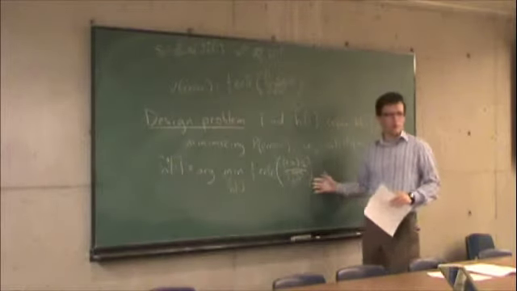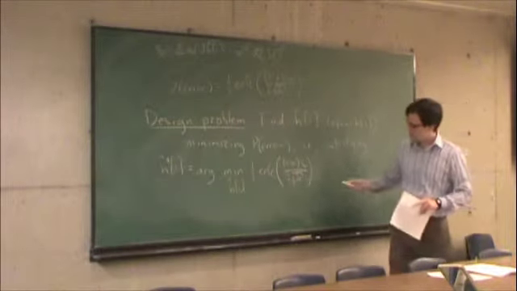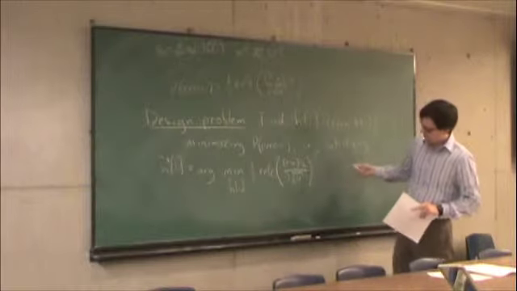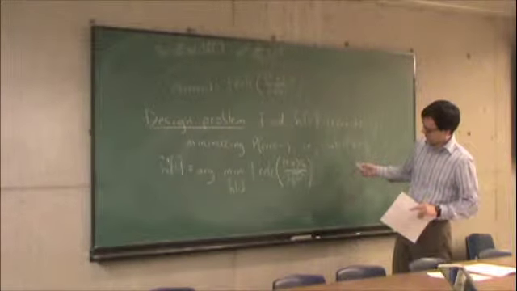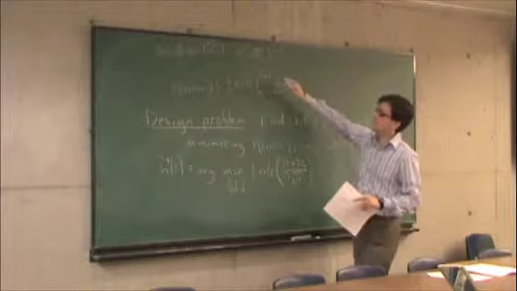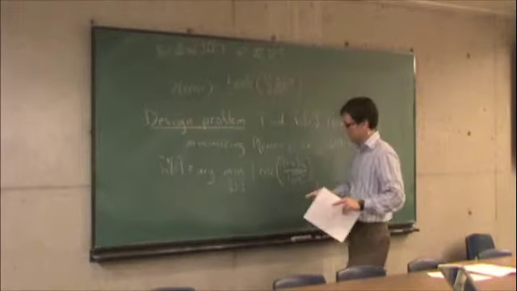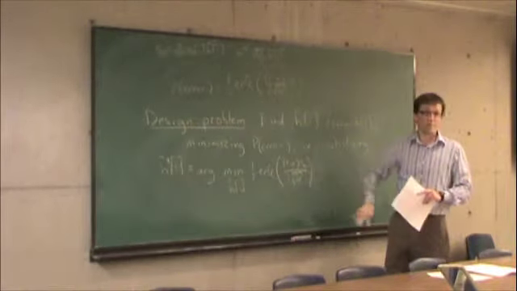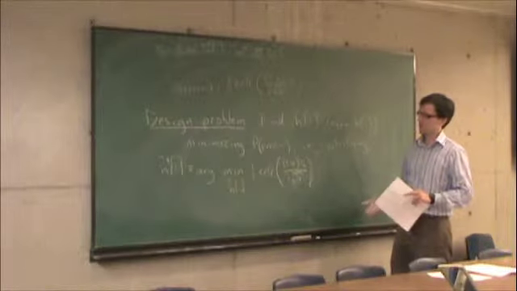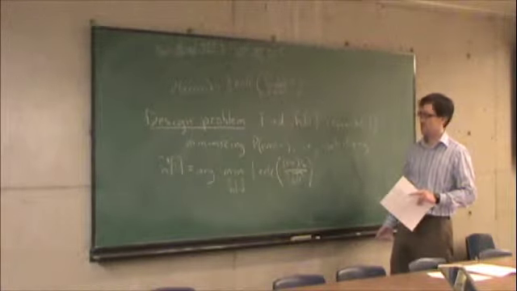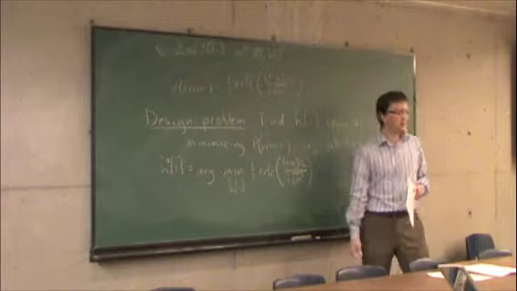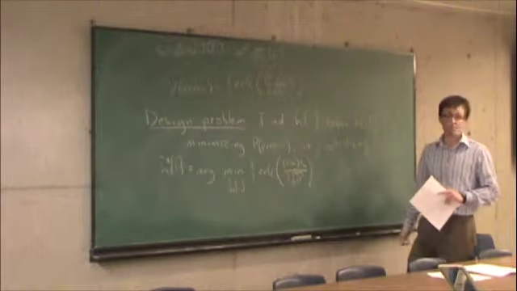But first, let me point out a few features of this design problem. It's not trivial because we see that S0 appears in both the numerator and the denominator. So in other words, your first impression might be, let's pick an extreme value, like all 0 or something.